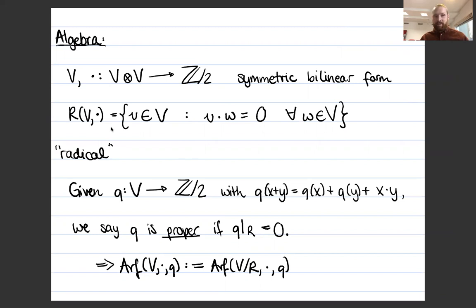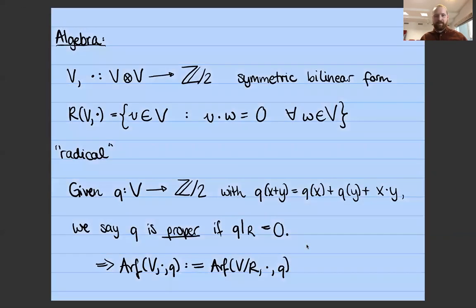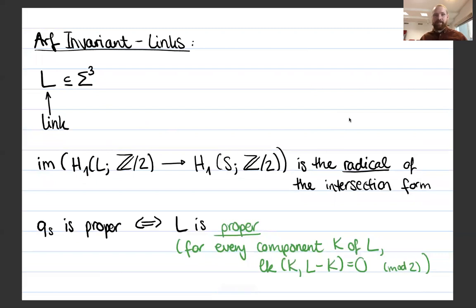You then have the radical of this bilinear form. These are the set of vectors that pair with all other vectors to give you 0. And you can again look for quadratic refinements of your bilinear form, and you call one of these proper if it totally vanishes on the radical. That's what it means for such a quadratic refinement to be proper. And in this case, and only in this case, can you define the Arf invariant. Namely, you can quotient out by the radical and make sense of Q still, and you can take the Arf invariant of that, and that will give you an Arf invariant in this setting. And this leads to an Arf invariant of links.